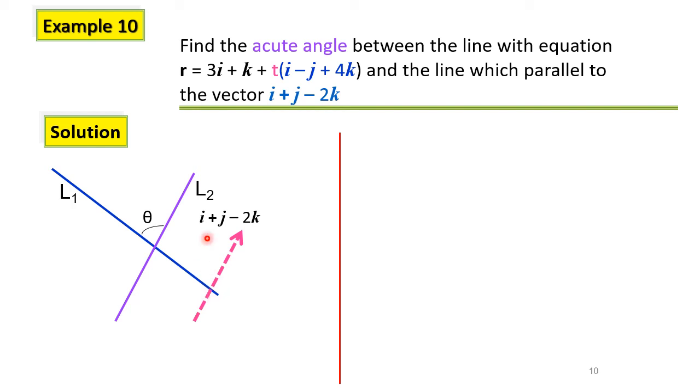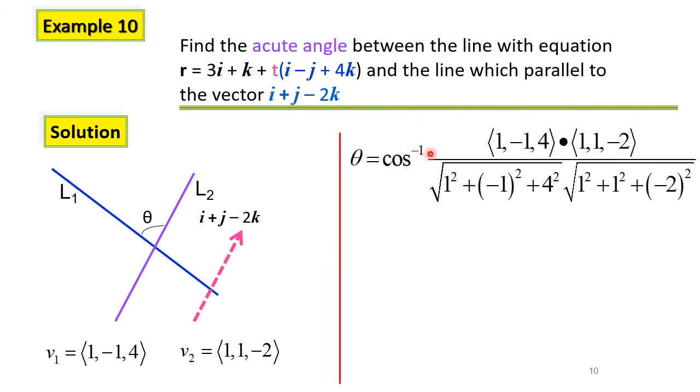It means that to get V2, we can straight away use this value. For L1, of course, we get V1 from this. But for L2, we use the parallel vector as our V2: 1, 1, -2. Next, we substitute into the formula to get the angle. As usual, above here we do the dot product, and below here we find the magnitude.